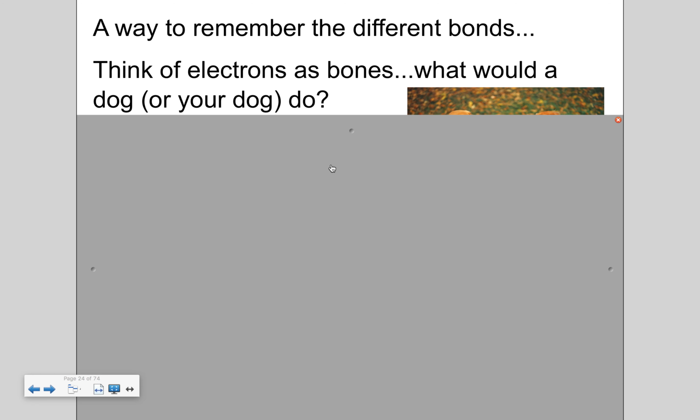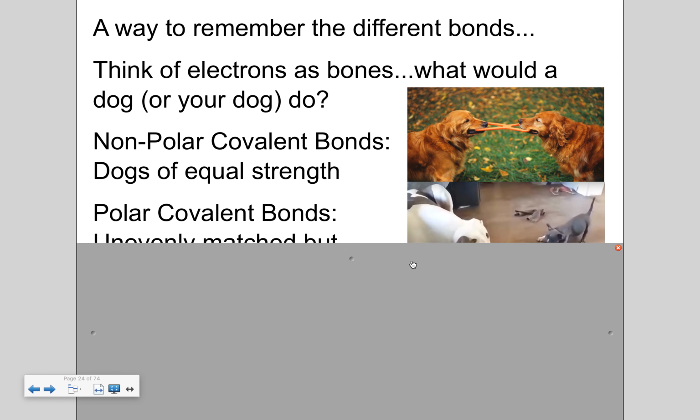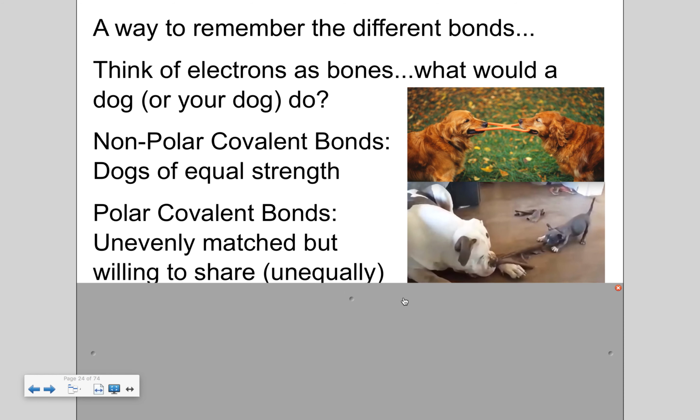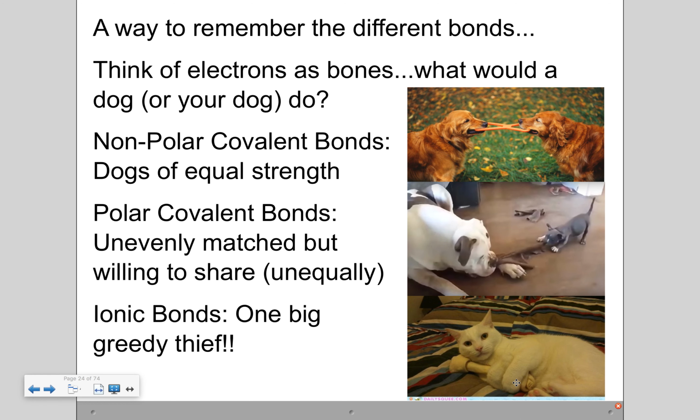So a way to remember the different bonds, think of electrons as bones. What would your dog or a dog do, in case you don't have one? I don't have one. So if it's nonpolar covalent bonds, you have 2 dogs of equal strength. If you have polar covalent bonds, that means that it's unevenly matched, but they are willing to share unequally. And ionic bonds, you get 1 big greedy thief, right?